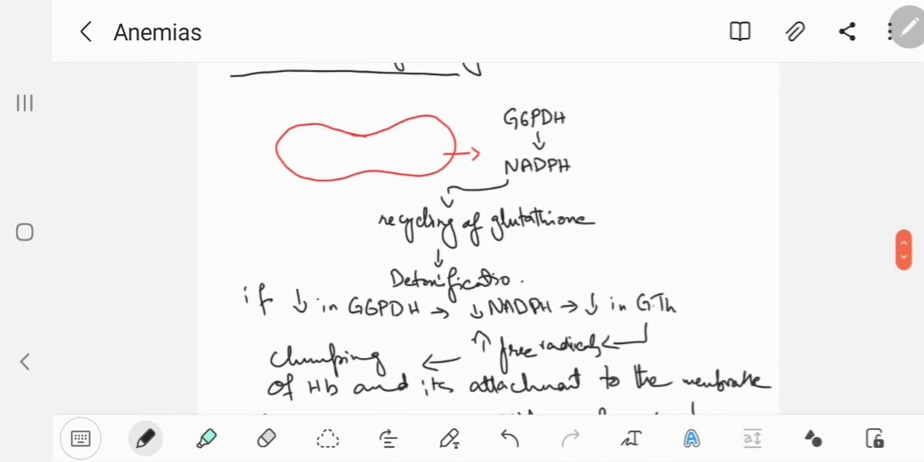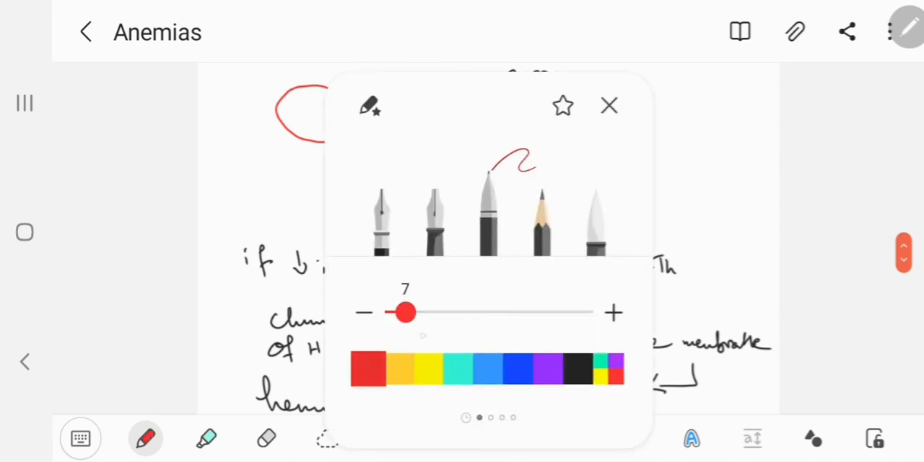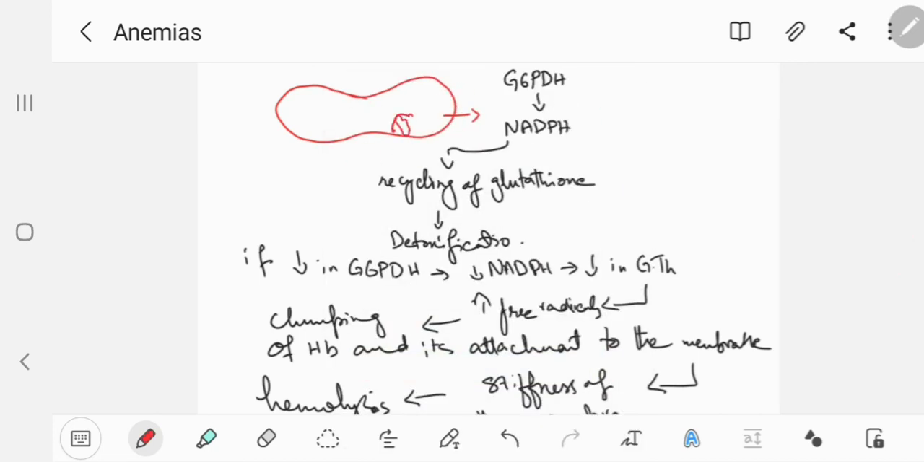These clumps of hemoglobin, when attached to the cell membrane, are known as Heinz bodies, and these are characteristic of this disease, that is, glucose 6-phosphate dehydrogenase deficiency.